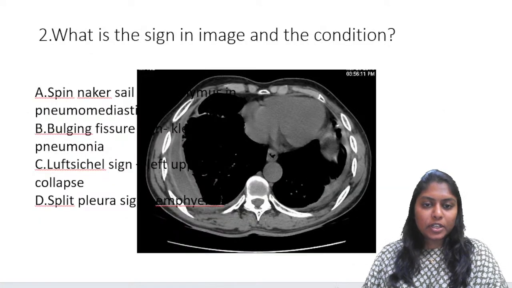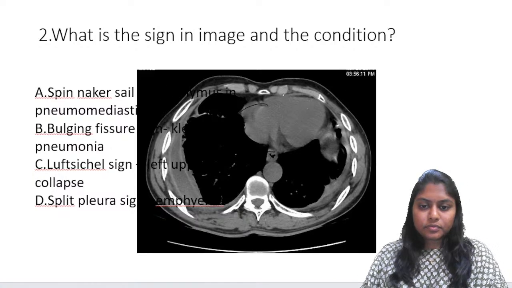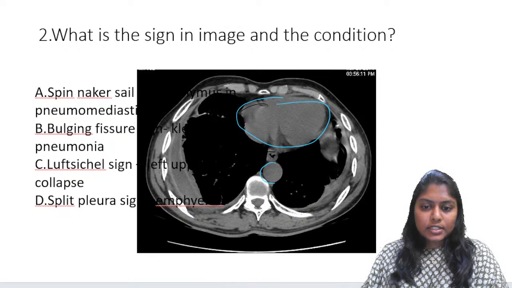Coming to the next question: what is the sign in this image and the condition? For any image based question, the first thing to see is the anatomy of whatever is given to us. Obviously, this is the heart. This is the boundary of the heart, and this is the descending thoracic aorta, and this is the esophagus here.